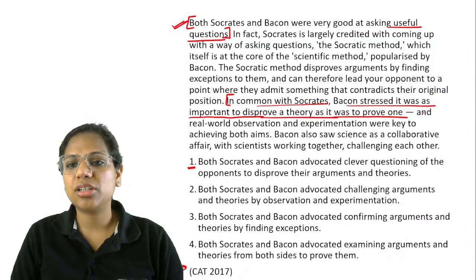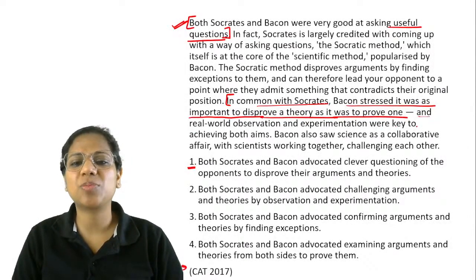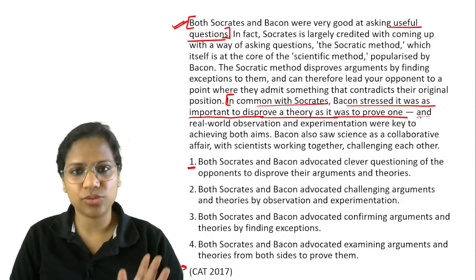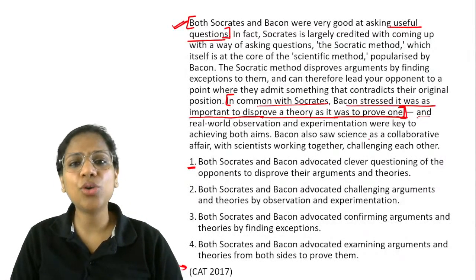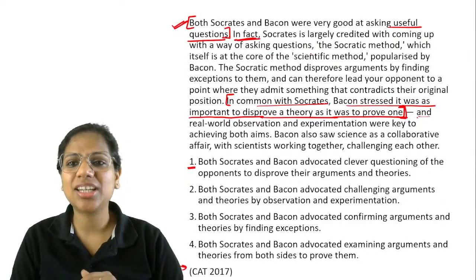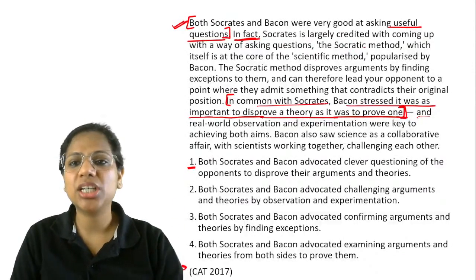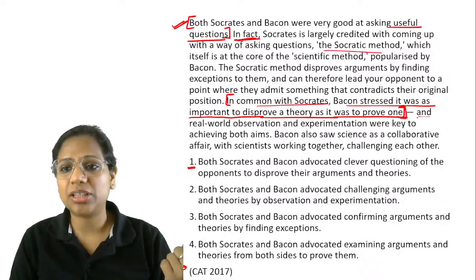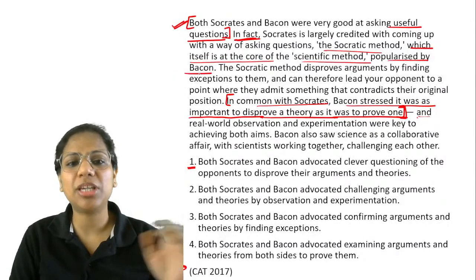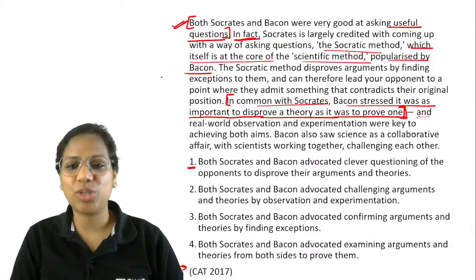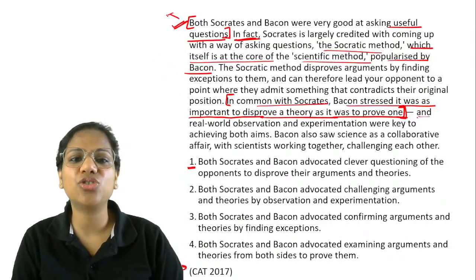Now this was Bacon. This was something that Bacon said, and real world observation and experimentation were key to achieving both aims. So this is Bacon's view, right? But in common with Socrates, this is what he said. In fact, Socrates is largely credited with coming up with the Socratic method, which itself is at the core of the scientific method popularized by Bacon. So you know what this paragraph is doing? If I look at its structure, we first introduce it by saying that they both asked useful questions.